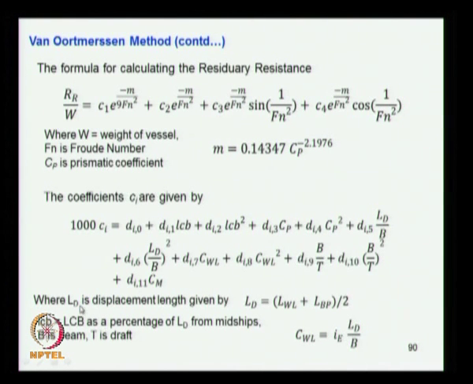Here LD is the displacement length, given by the formula LD equal to the average of LWL and LBP, the mean of the two. LCB we already know, which appears here as LC, the longitudinal center of buoyancy with reference to the midship. B is the beam and T is the draft, and CWL can be taken in terms of IE, the half angle of entrance, by LD by B.